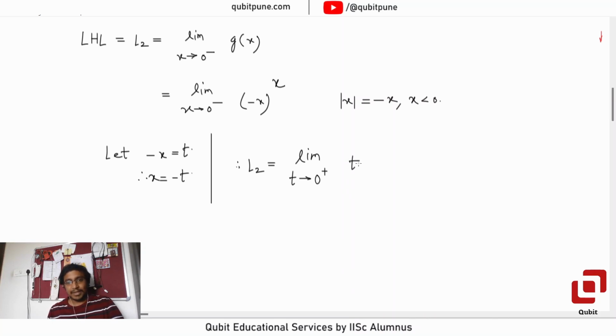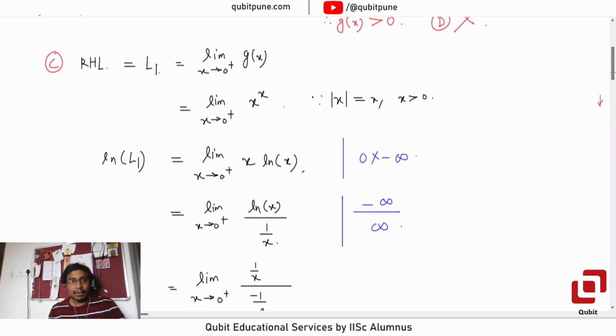Okay, so it will be t raised to negative t. Now look carefully how I am making the adjustment. I am going to write it as 1 upon limit as t tends to 0 plus t raised to t, because I know that limit exists. This is nothing but what? That is nothing but L1.